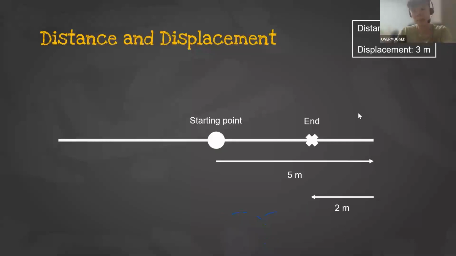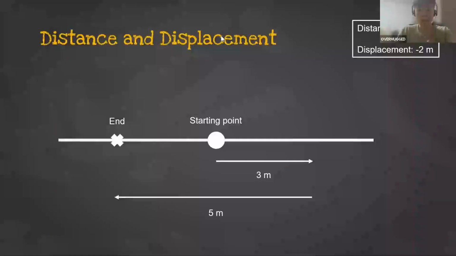Let's look at another example. Now I move 3 meters to the right, and then I move 5 meters to the left. My total distance covered will be 8 meters. Distance is a scalar, it doesn't account for direction. But displacement is a vector, it accounts for direction. So it's plus 3 minus 5. My displacement is minus 2 meters. Hopefully that is clear.